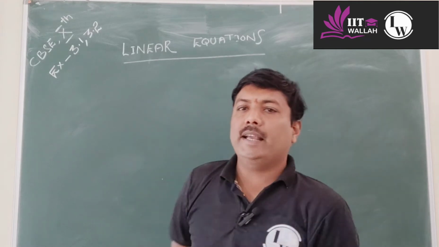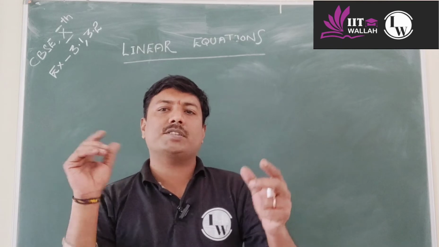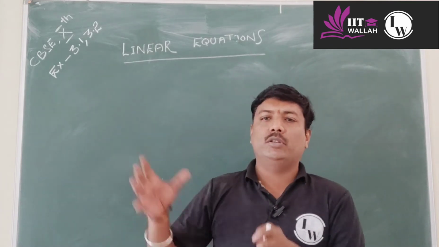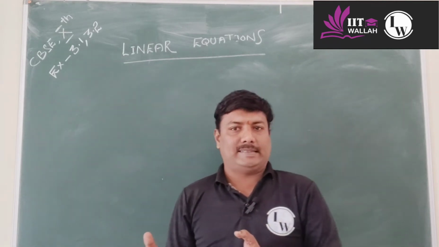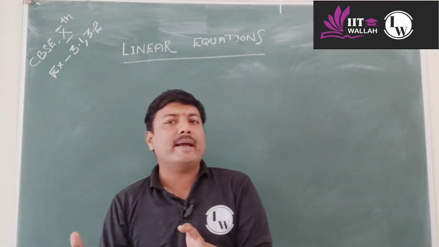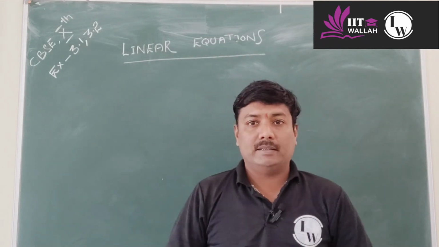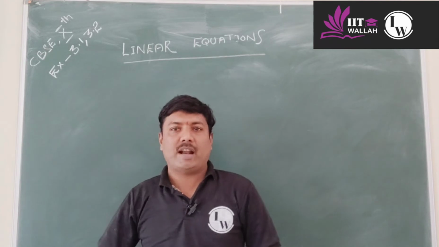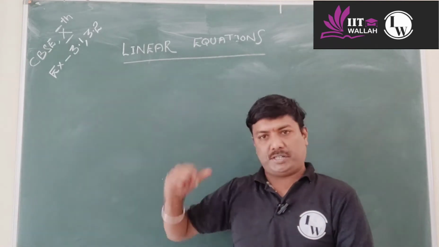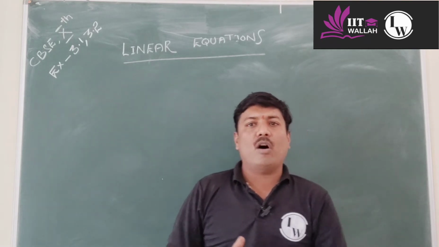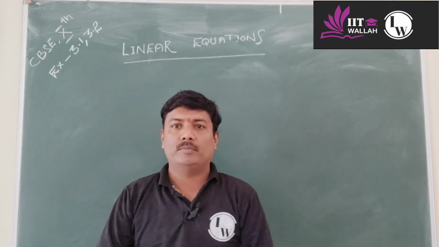We were discussing the linear equations, right? In this chapter, we already discussed how we can find the solution of a linear equation using algebraic methods like the cross multiplication method, substitution method, and elimination method. These three methods we already discussed, right? These are the algebraic methods to solve a linear equation. Got it? If you have any doubt in algebraic methods, you can ask me in the comment section below.